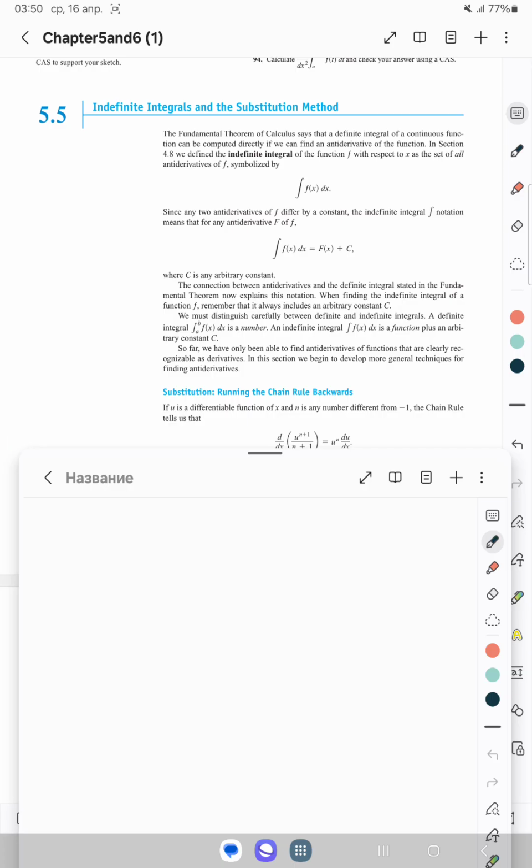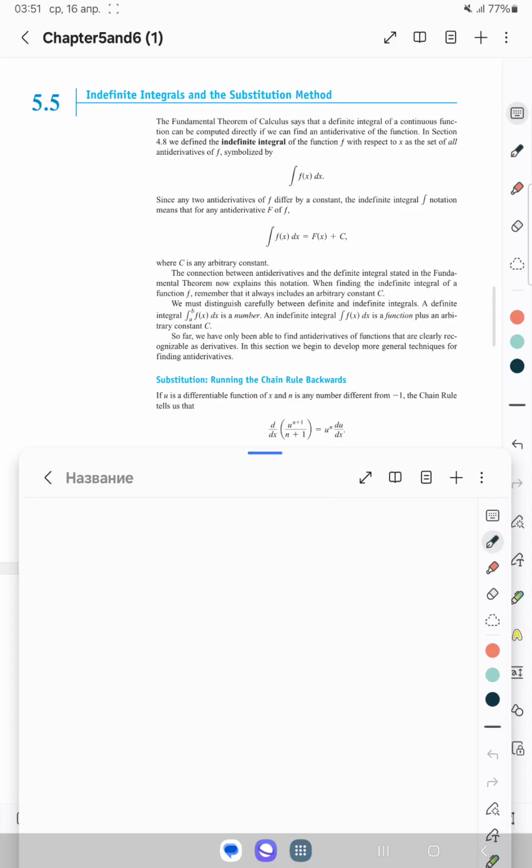So try to do a lot of exercises, especially from this chapter, and I will do as much as I can to help you to understand this method and indefinite integrals.